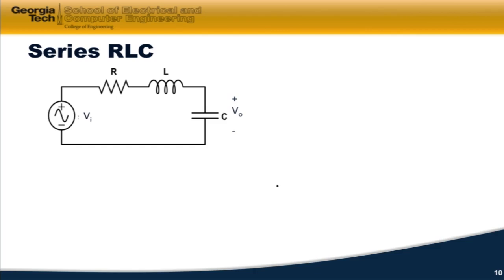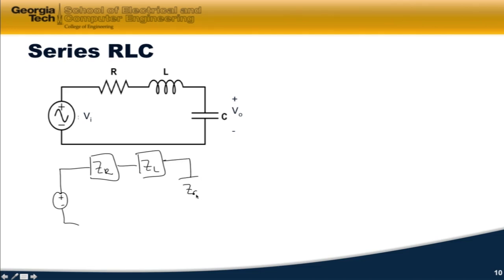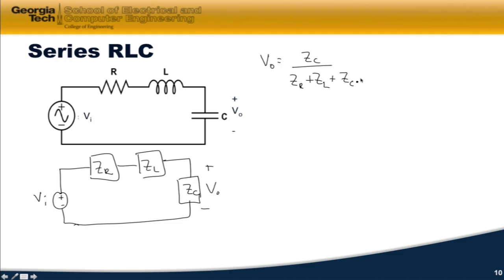Now let's take a look at a series RLC circuit. First thing I do is redraw the circuit in terms of its impedances. So I've got a Z sub R in series with a Z sub L in series with the Z sub C. And I'm looking for V out, or V sub 0, in terms of V sub I. I can use the voltage divider law again. V out is equal to Z sub C over Z sub R plus Z sub L plus Z sub C times VI.